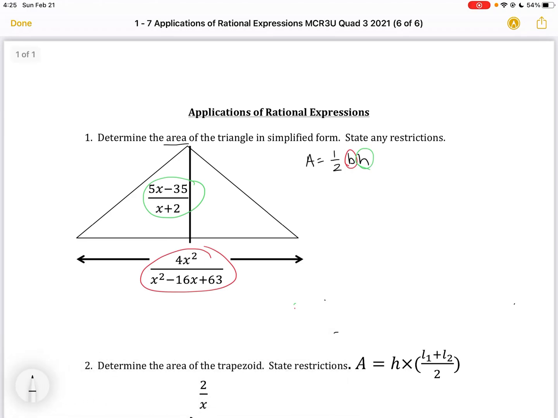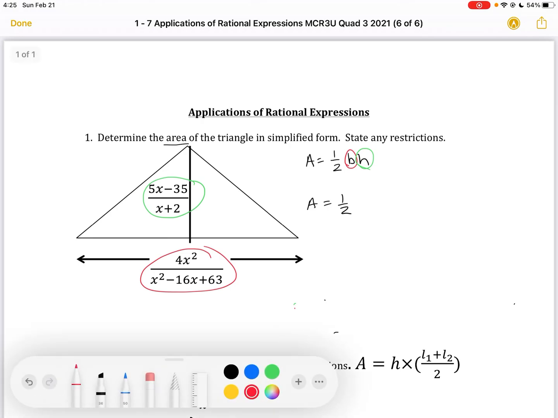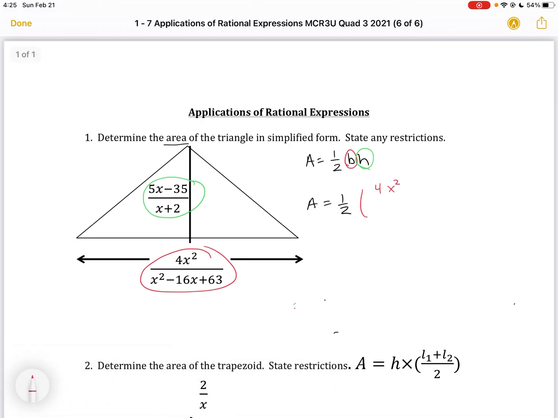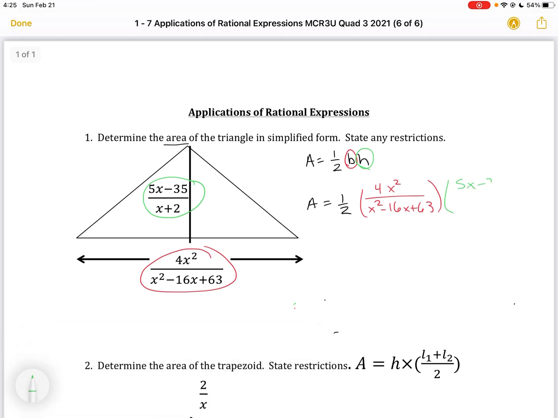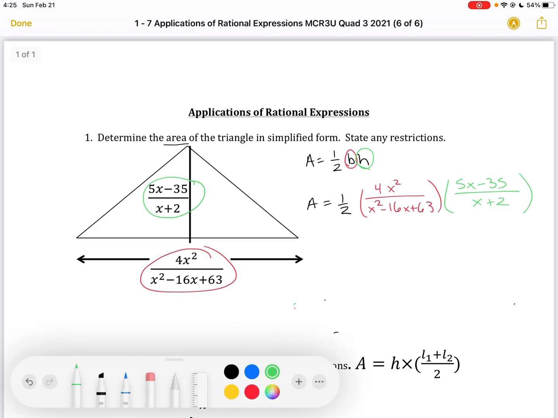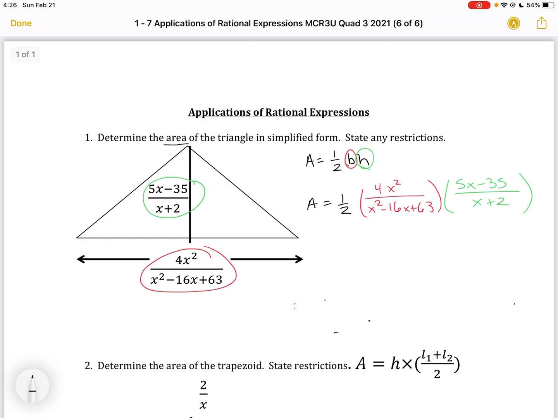What I want to do is make that substitution. So I've got 1/2 base times the height, so 5x minus 35 over x plus 2. I notice that I'm multiplying and I want to be able to cancel out. So that means I need to do some factoring. So let's put that in there to remind them.